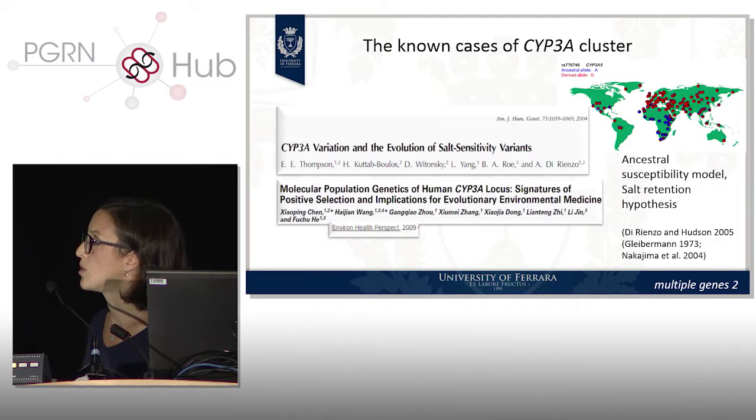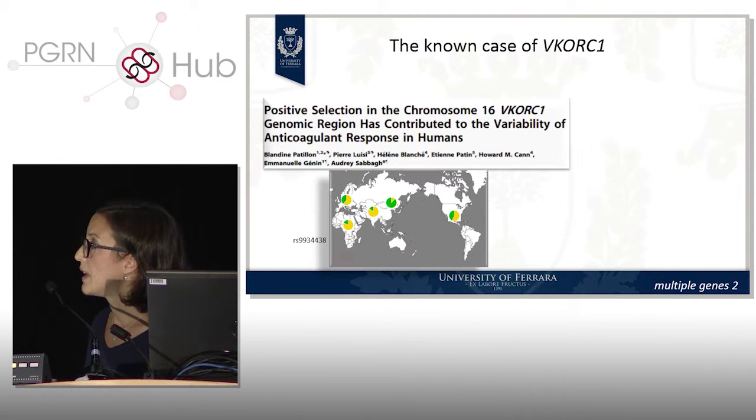In these genes that showed signature of local adaptation, we found those that I'm calling here the known cases of CYP3A clusters, and we will see another case that was already known for positive selection. The CYP3A cluster, here you have this variant, the one that I showed you before, and again, the reason why probably this variant has been selected is in the framework of this salt sensitivity hypothesis, somehow correlated with the temperature.